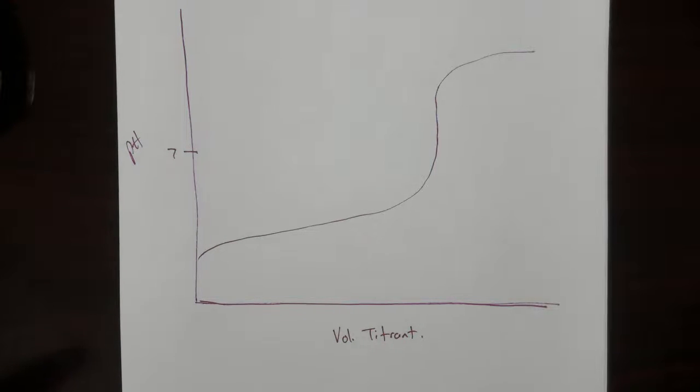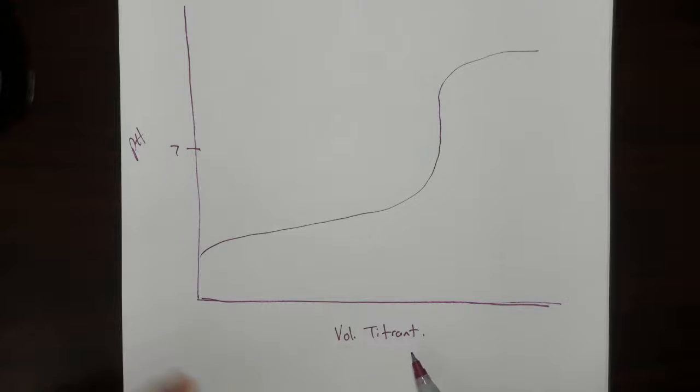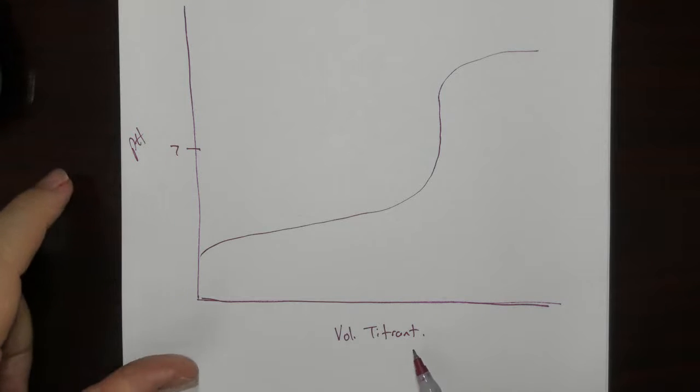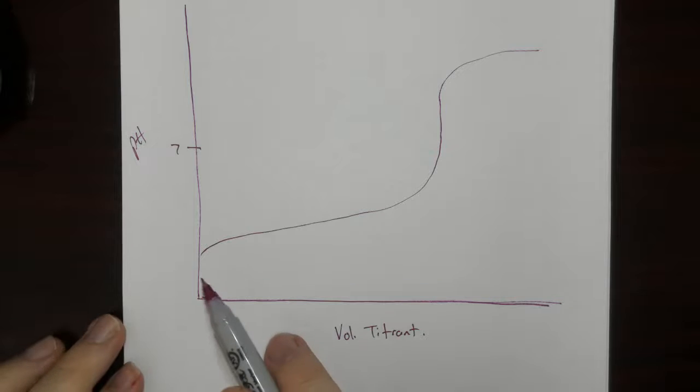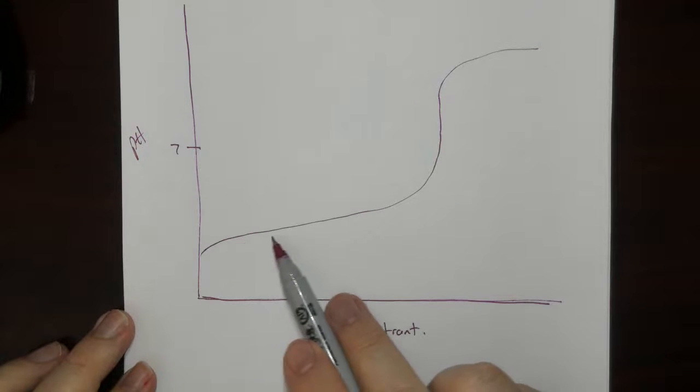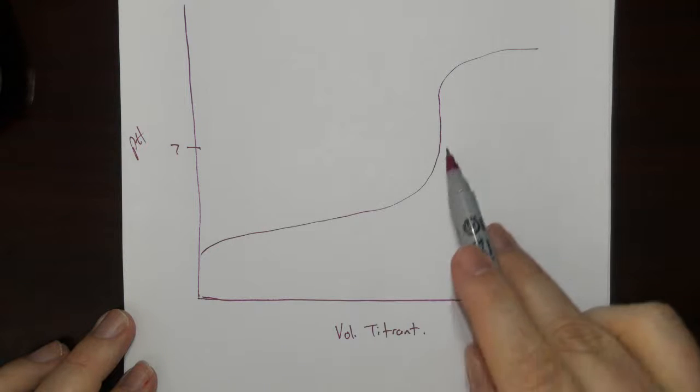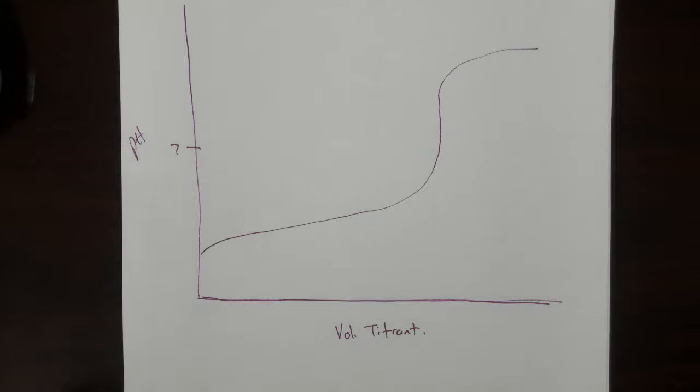Alright, so first of all, when we have a titration, we're taking volume of titrant added as the independent variable, and then the dependent variable is pH, because the pH will depend on how much of the excess reactant that you currently have.